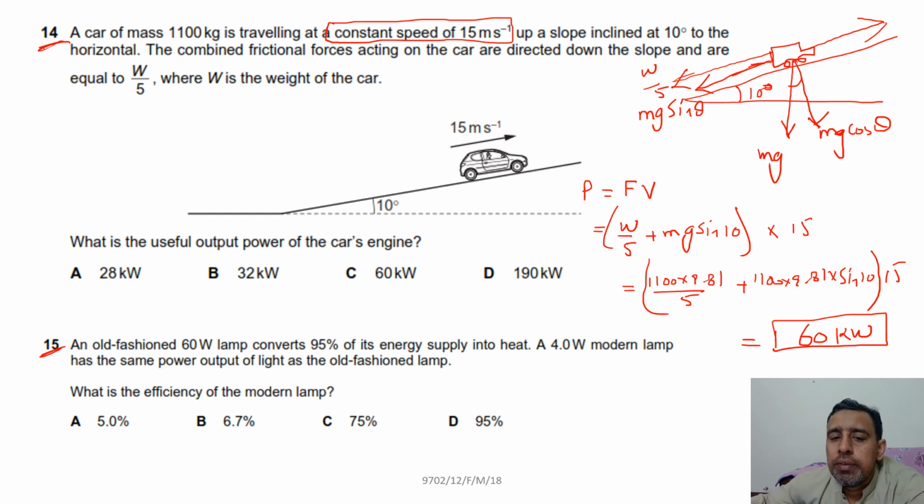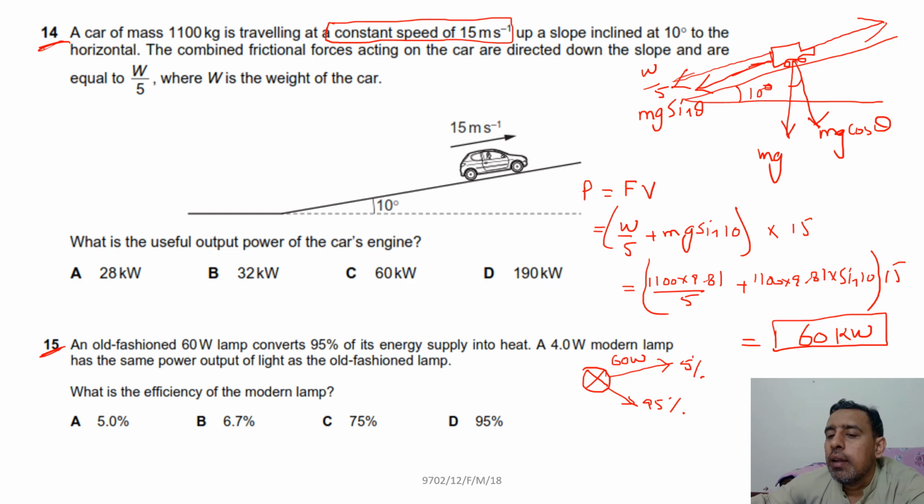In question number 15, we have a lamp here, and the lamp is 60 watt. Lamp converts 95% of its energy into heat. 95% into heat means this is actually the waste energy, because it is a lamp and the light should be the output, which is 5%.